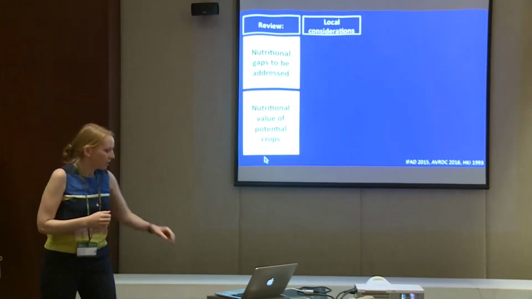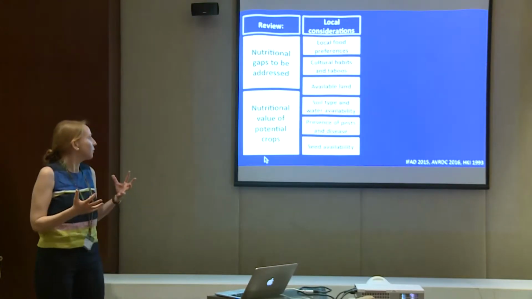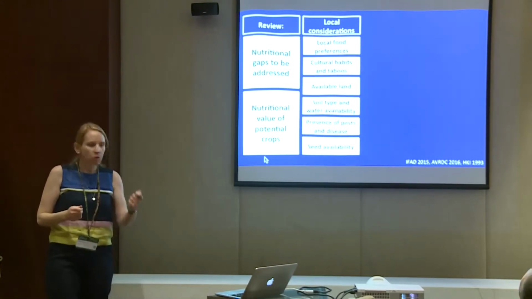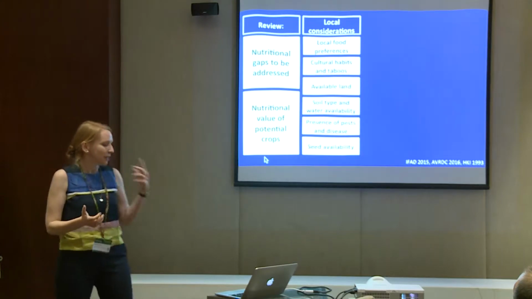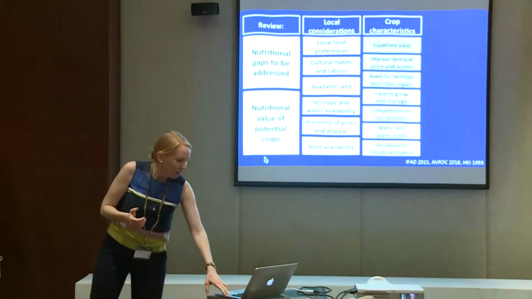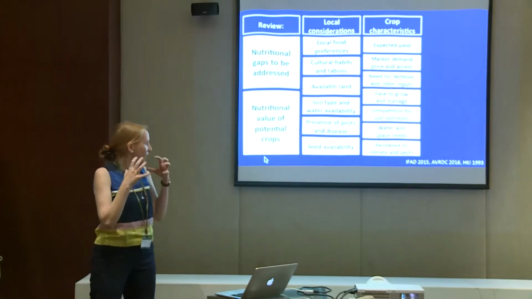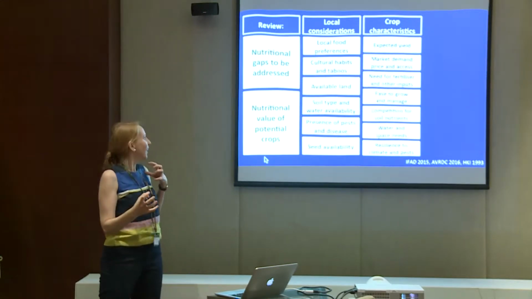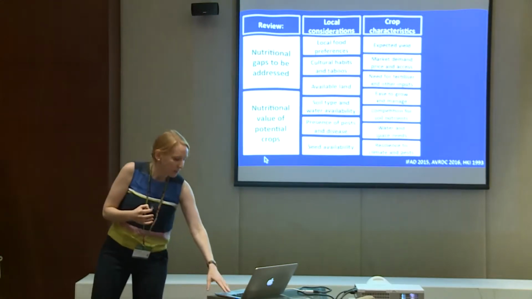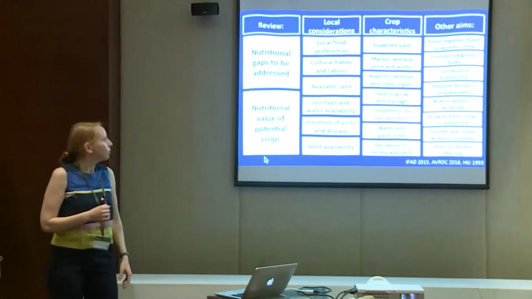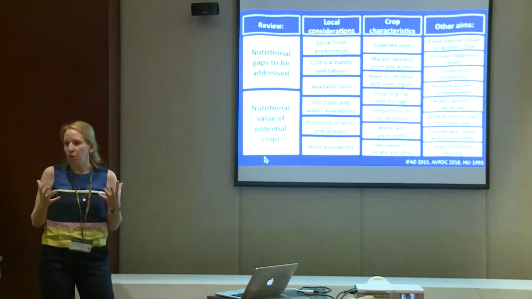But then they also ask people to look at local considerations. How much land is available? What's the soil quality? Are there pests? How many seeds do you have available? And then go into characteristics of the particular crops. Do they need fertilizer? What is the expected yield? And even then go into which ones will have more or less impact on women's workload.